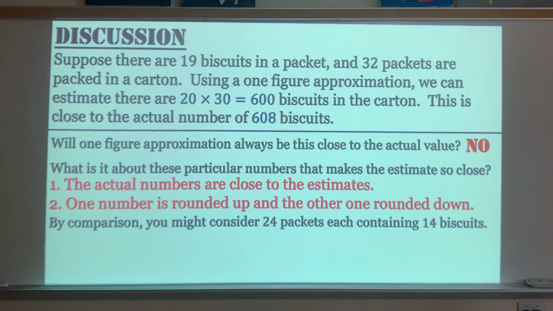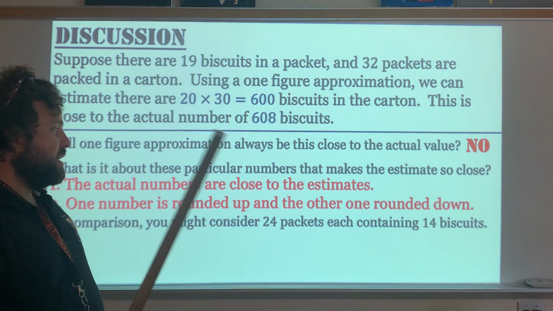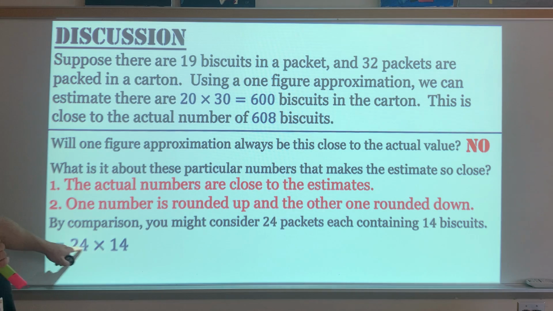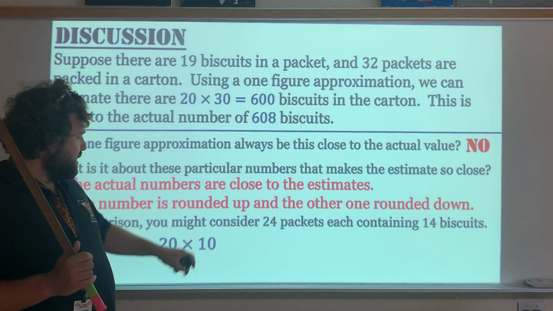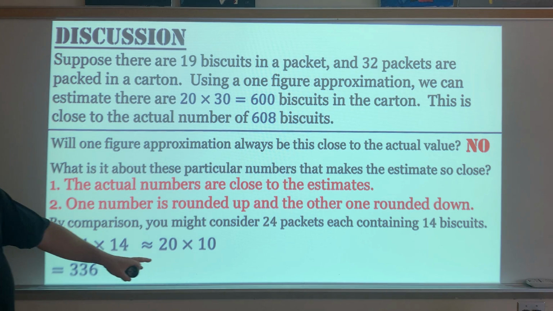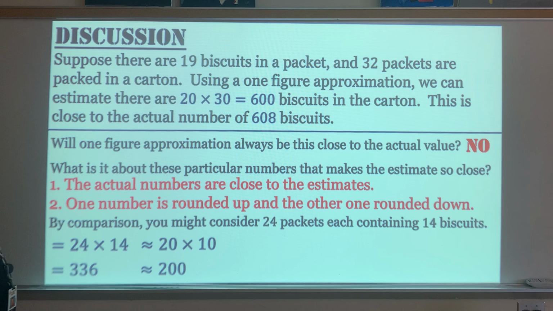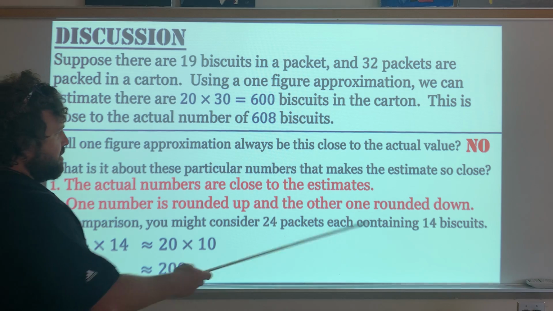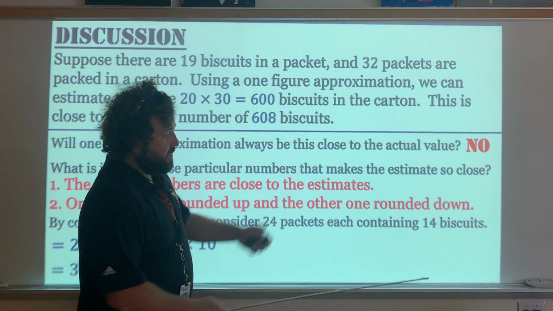By comparison, you might consider 24 packets, each containing 14 biscuits. Now, if you did 24 times 14 and found the exact answer, and then you wanted to do 20 times 10, well, 20 times 14 is 336, but if you estimate it, you would only get 200. Why is that? Well, this one is 4 above, but then you still have to round down. This one's also 4 above, and you still have to round down.